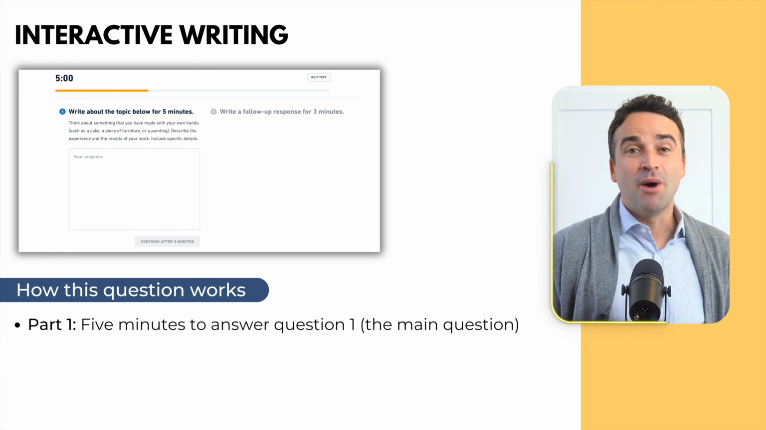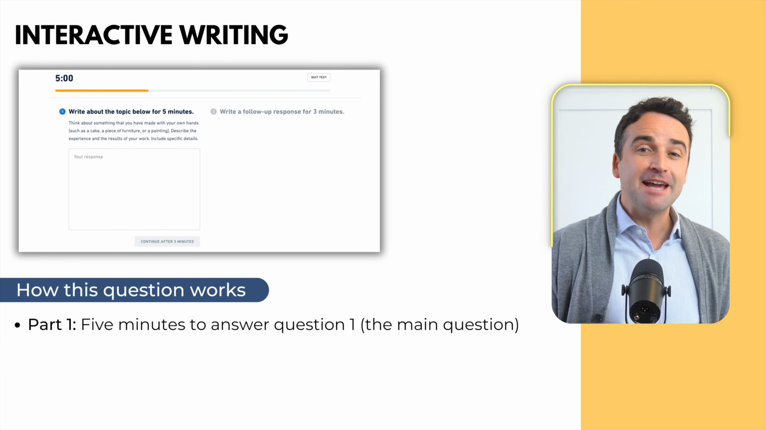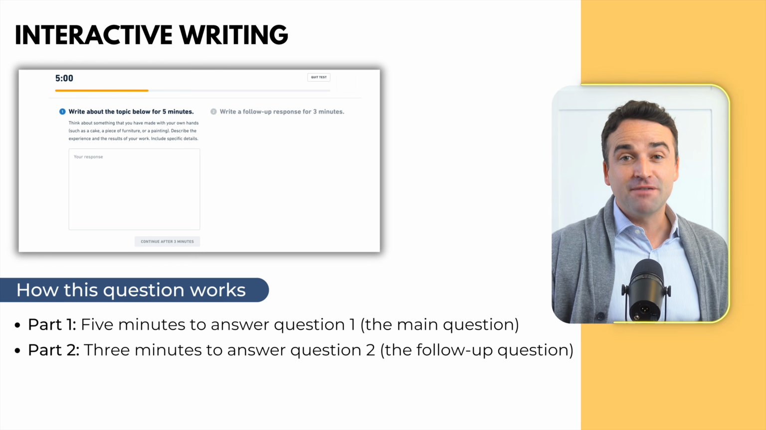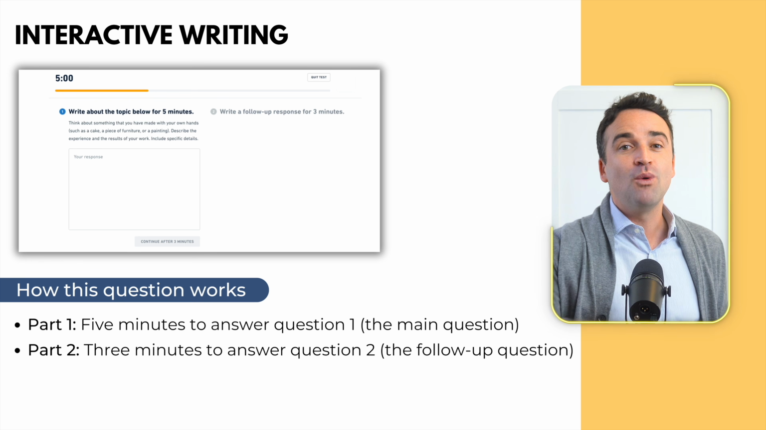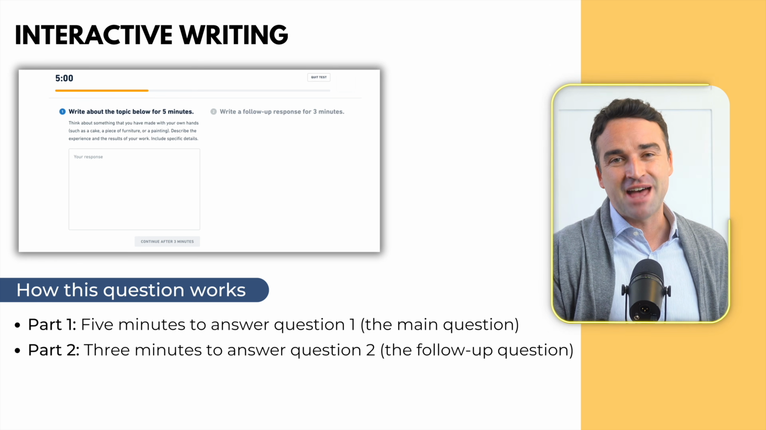Before we dive into these tips, let's just quickly review what the interactive writing question type involves. This is actually quite a unique question, so how does it work? Interactive writing has 2 parts. First, you'll see a question prompt and you have 5 minutes to write your response. Then, after those 5 minutes, you'll get a follow-up question, and you'll have 3 minutes to respond to that.